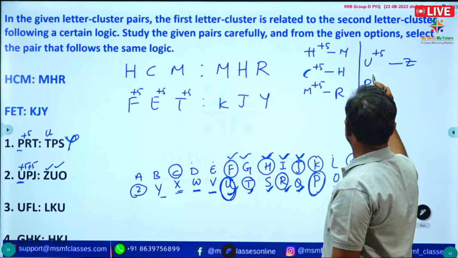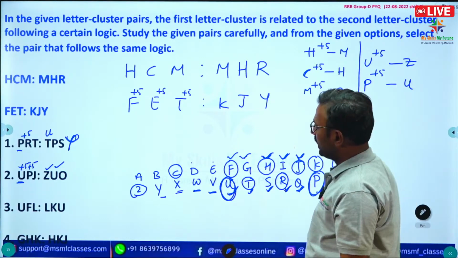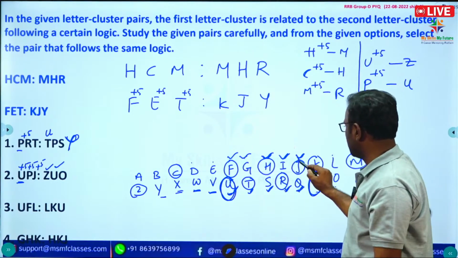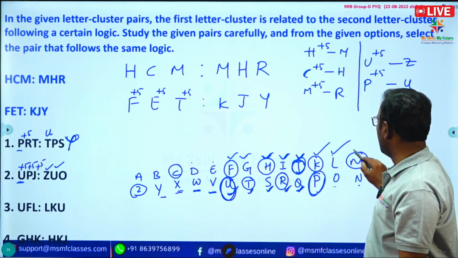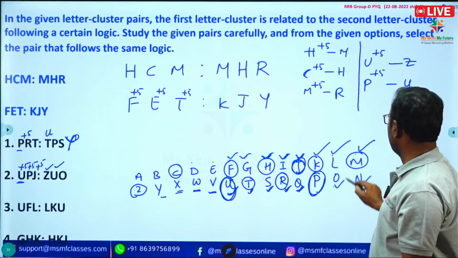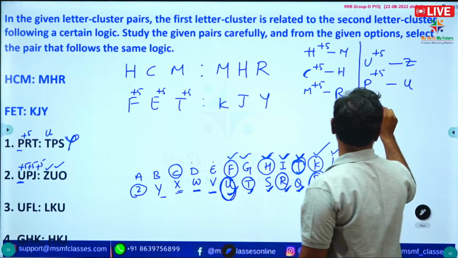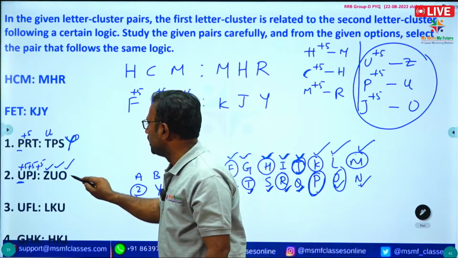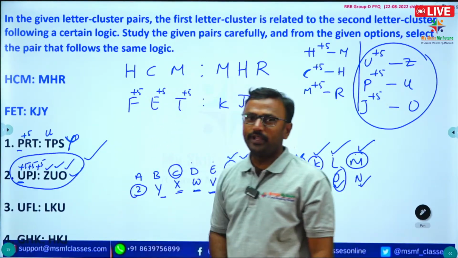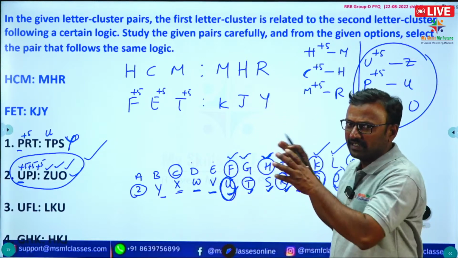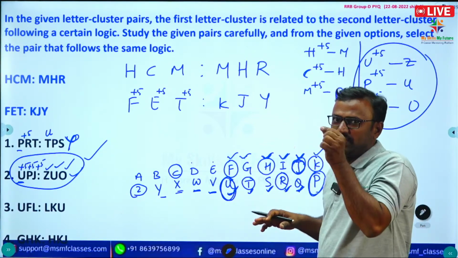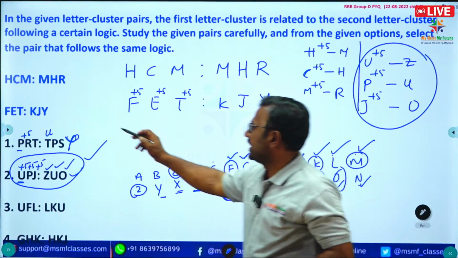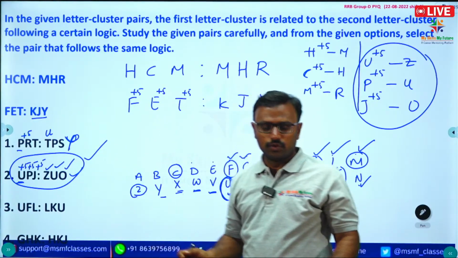Next, J plus 5: 1, 2, 3, 4, 5, O is there. So J plus 5 we get O. Option 2 itself satisfies the same logic, so option 2 is correct. I hope the logic is clear: each alphabet letter is added with 5, and we get the second set of the series. Shall we move to the next question?